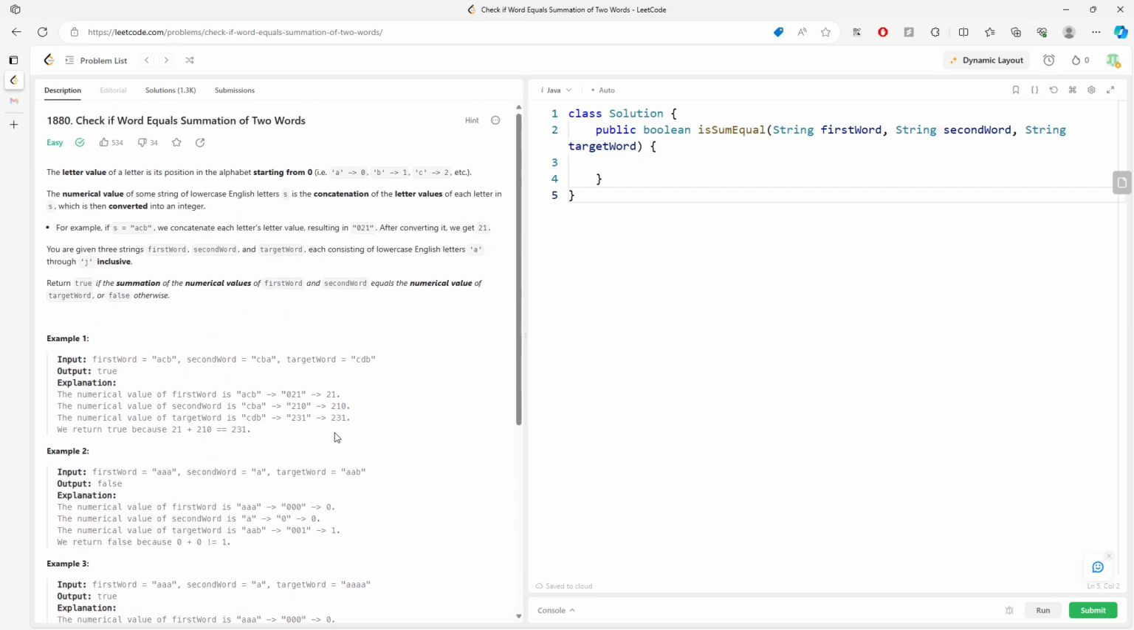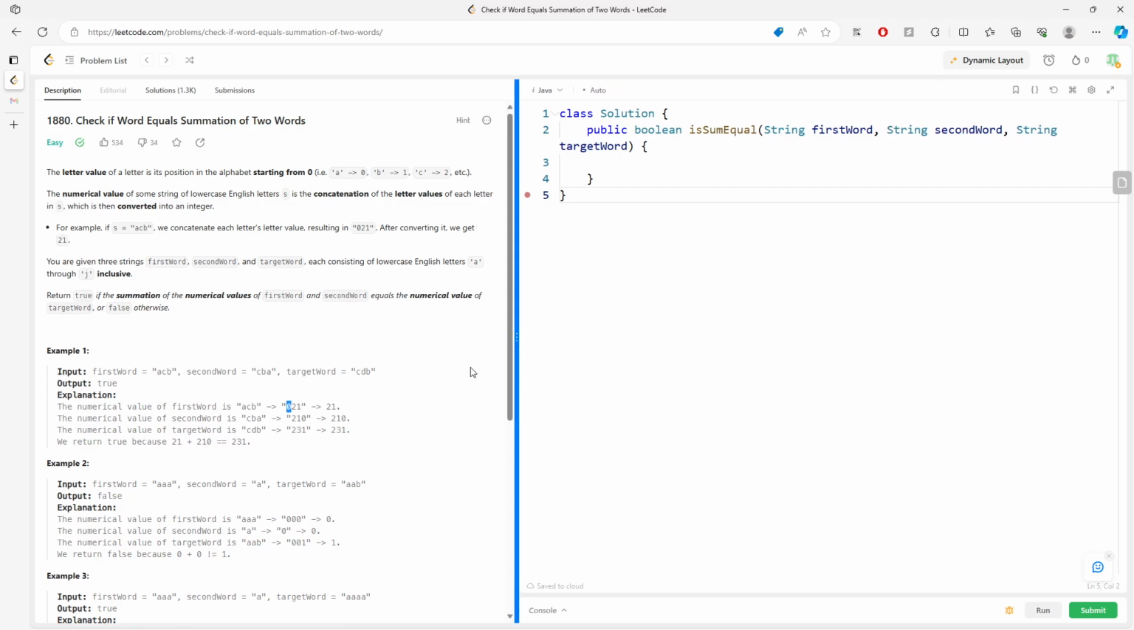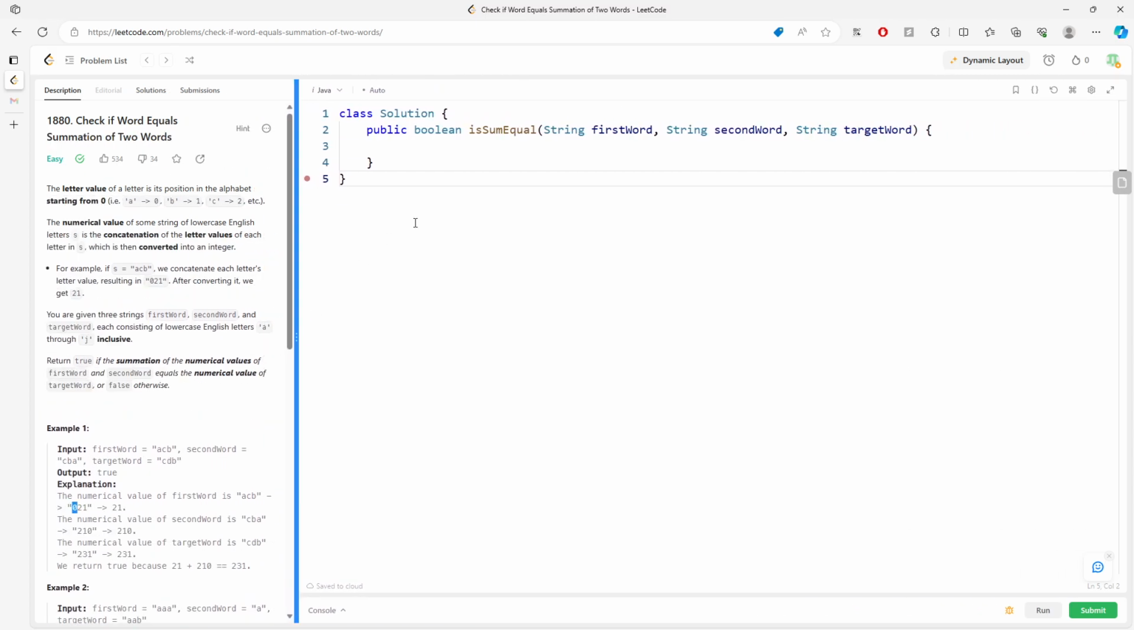It's not hard, just look at the chart. Subtract by character A, and then you will start from 0. This is pretty much it, so let's start coding.